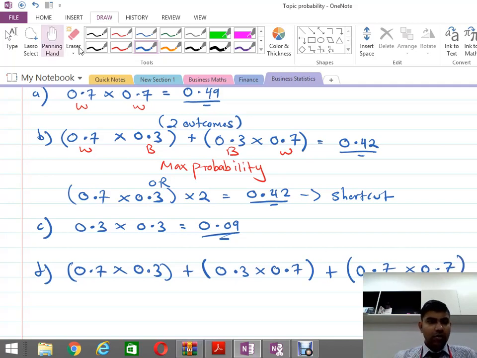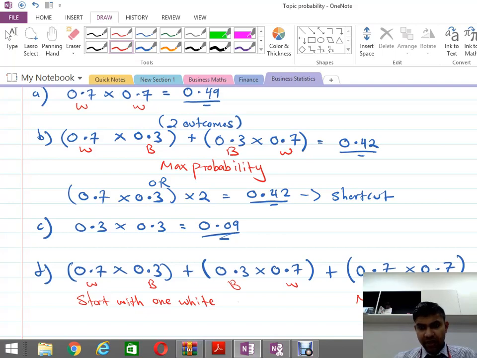White. So what happens here is actually one white, one brown, one brown, one white, and both can be white. Maximum. This is the max. So you start with one white and you go to the what? Maximum. It can be two white. Maximum. This is the max.